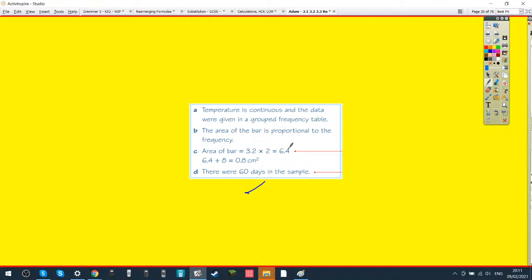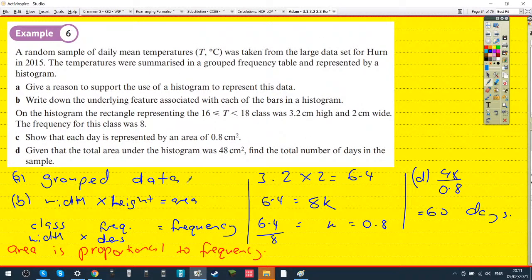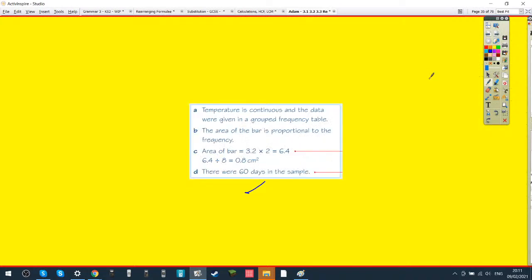So the area of the bar is 6.4, 6.4 divided by 8. Temperature is continuous and the data was given. Oh, so I need to say that it's not just grouped data, it's grouped continuous data. Okay. Not discrete. That's why you have that in the group. Yeah. The area of the bar is proportional to the frequency.